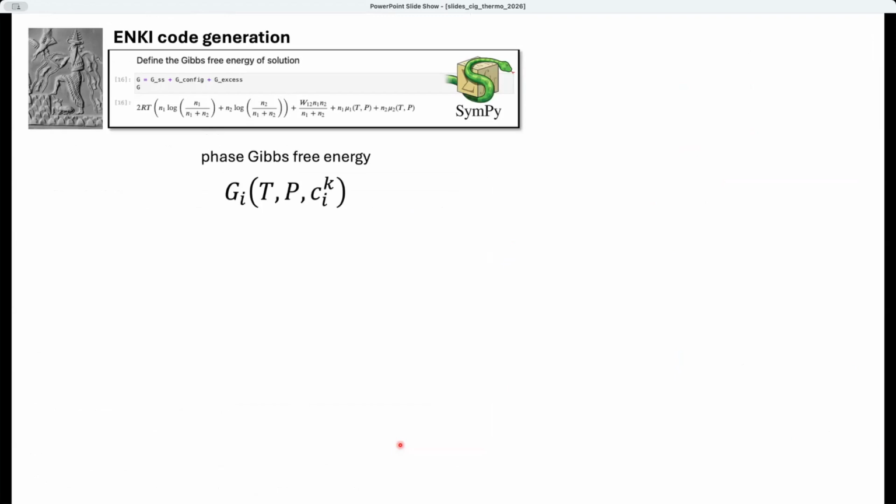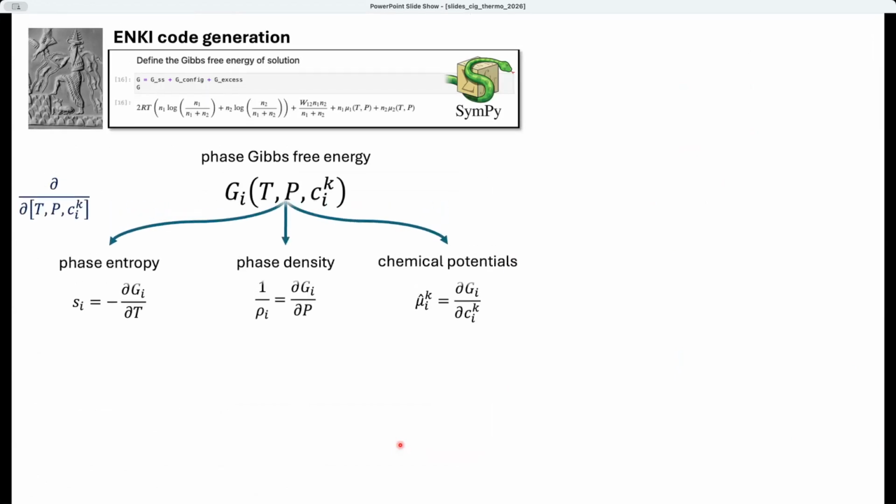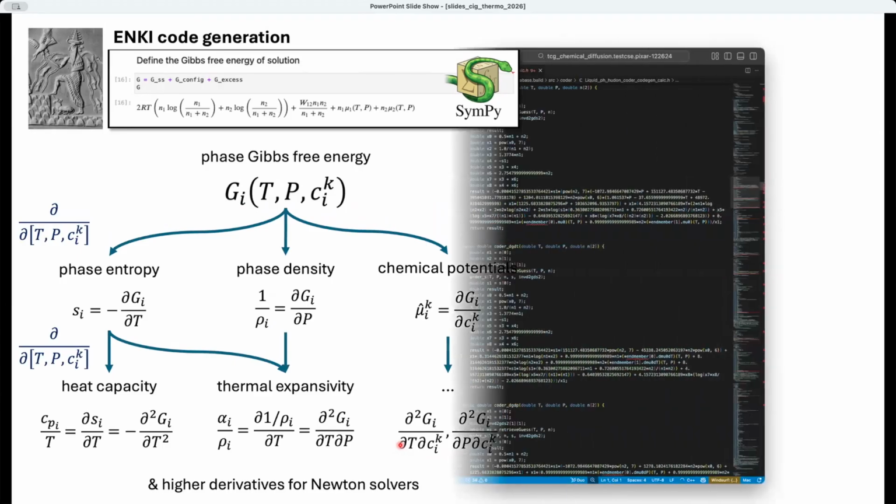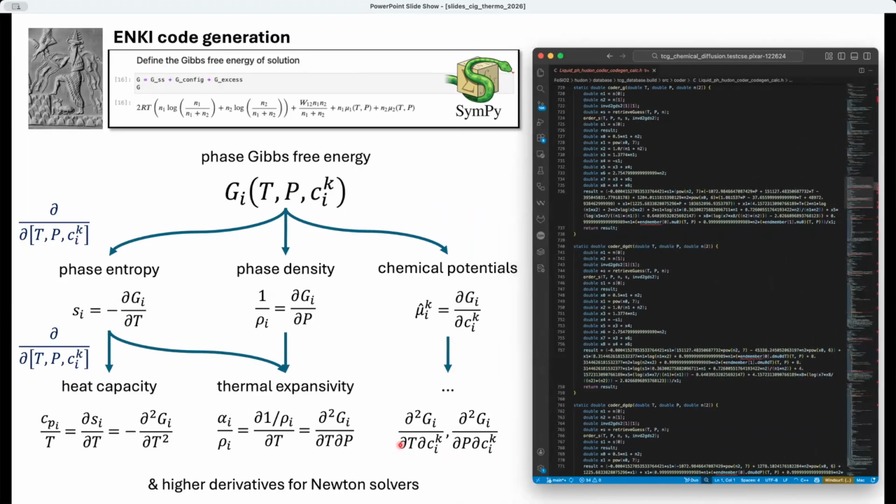So now we have this symbolic representation of our Gibbs free energy. And like I said before, we can automatically symbolically differentiate for analytic expressions for the various thermodynamic parameters. And just like in the FEniCS example that I showed, what this then is going to do is go away and generate hundreds of lines of C code that implement the thermodynamic parameters that we want to use in our geodynamic models.